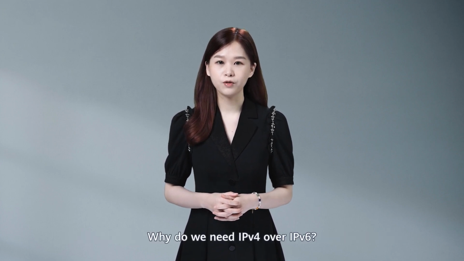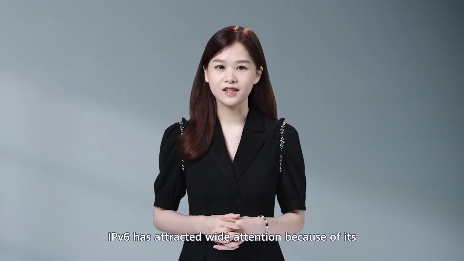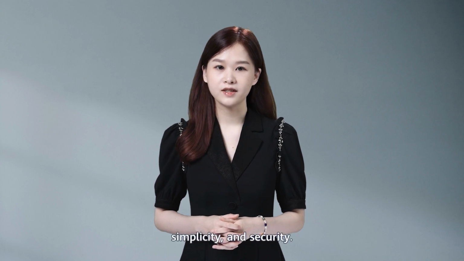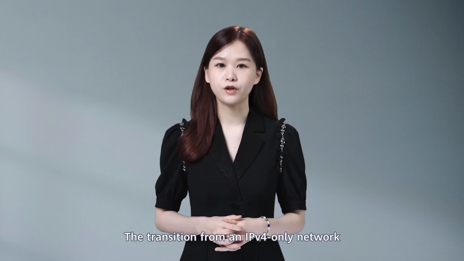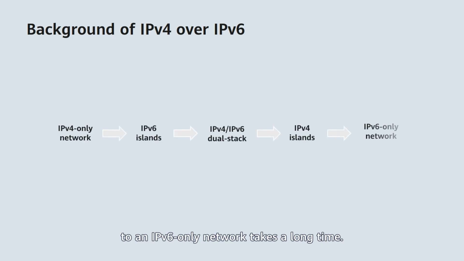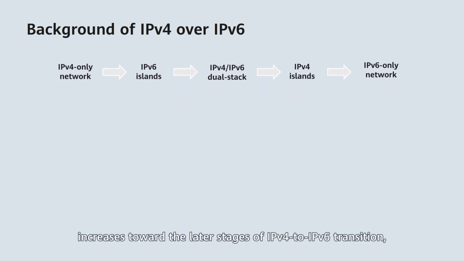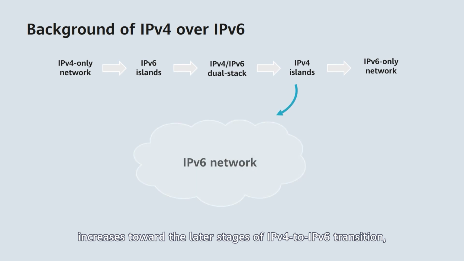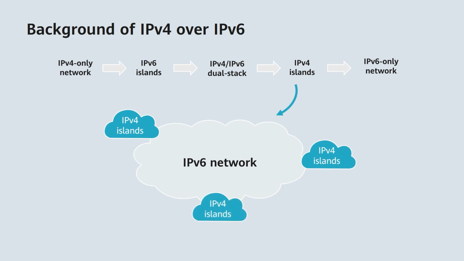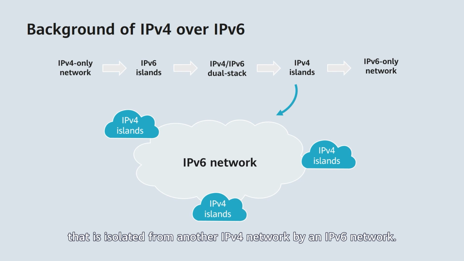Why do we need IPv4 over IPv6? IPv6 has attracted wide attention because of its huge network address base, simplicity, and security. The transition from an IPv4-only network to an IPv6-only network takes a long time. The scale of IPv6-only network deployments increases toward the later stages of IPv4 to IPv6 transition, potentially resulting in some IPv4 islands. An IPv4 island is a network that is isolated from another IPv4 network by an IPv6 network.